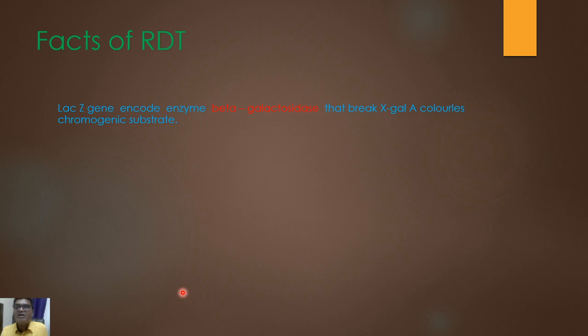It breaks the X-Gal, a colorless chromogenic substrate, and if X-Gal is broken down by beta galactosidase, it confirms the presence of non-recombinant plasmid. X-Gal is a chromogenic substance, initially colorless. Its chemical name is 5-bromo-4-chloro-3-indolyl beta-D-galactopyranoside. So this is the complete chemical name of X-Gal. A question can be asked: what is the full name of X-Gal?